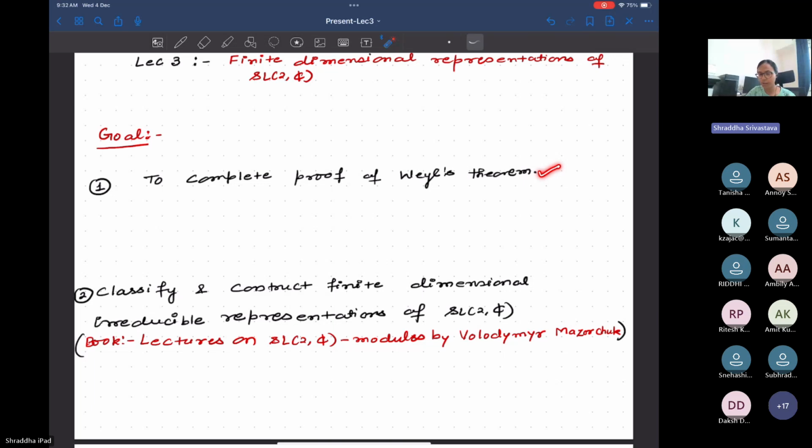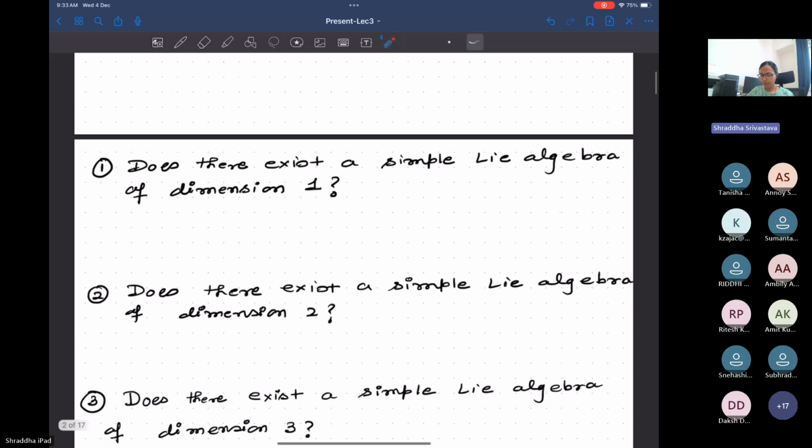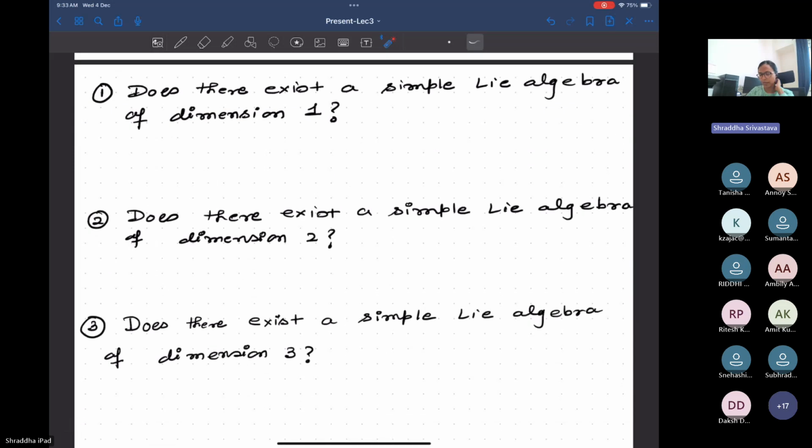So before I start completing the proof for the Wiles theorem, I want to ask: why SL2C? In yesterday's tutorial, we have seen SL2C is simple, and in lecture we have also seen that every semi-simple Lie algebra is a direct sum of simple Lie algebras. So perhaps one should start by understanding representations of so-called simple algebras, and which simple Lie algebra is actually smallest in the sense of dimension. So the question is, does there exist a simple Lie algebra of dimension 1?